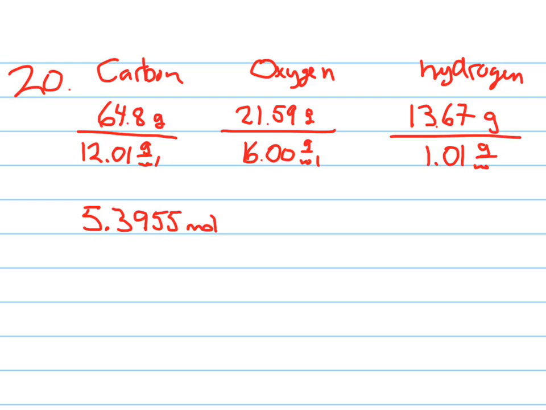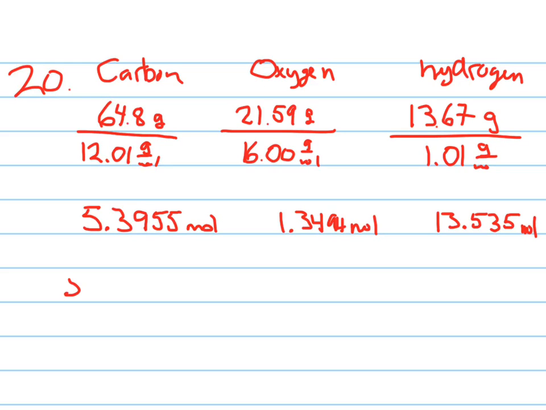So 5.3955 moles. 21.59 divided by 16 gives us 1.3494 moles of oxygen, and about 13.535 moles of hydrogen. So we're going to divide each of those by the smallest number.